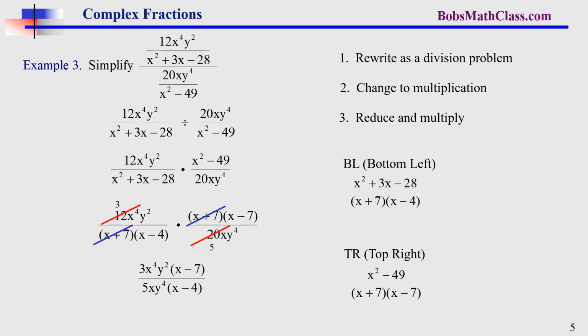So we have 3 x to the fourth y squared times x plus 7 on top. And then on the bottom, 5x y to the fourth times x minus 4. And now at this point, we could simplify the x's and the y's. There's 3 more x's on top and 2 more y's on the bottom.